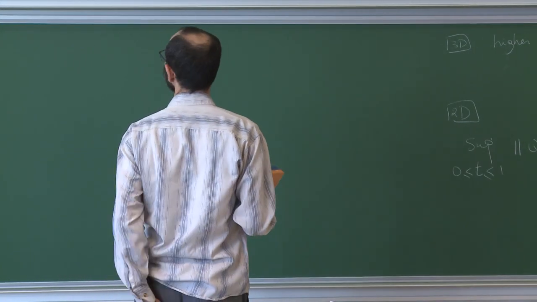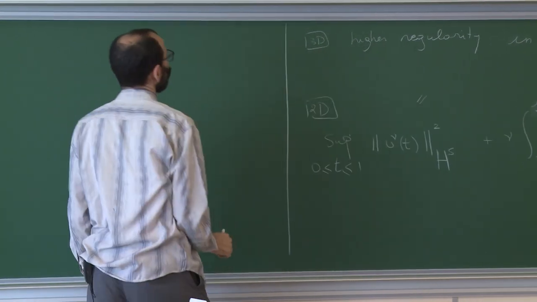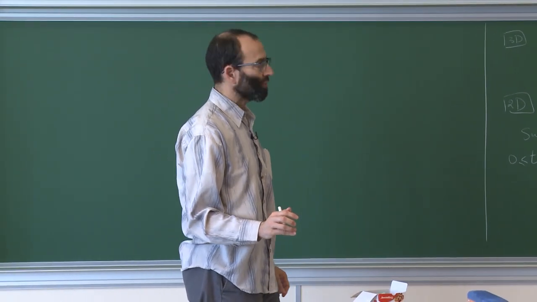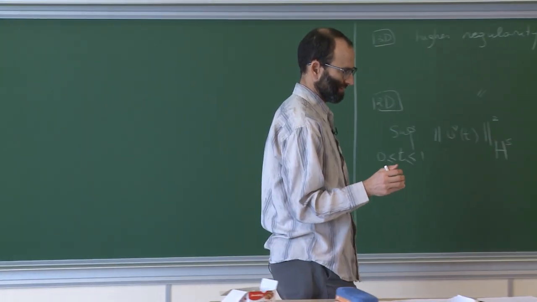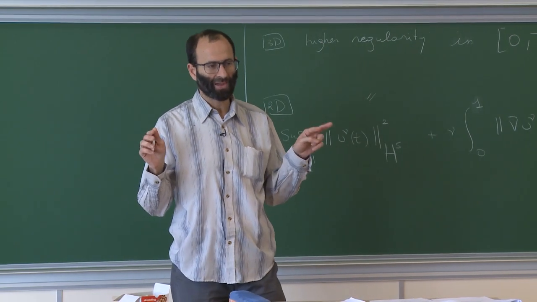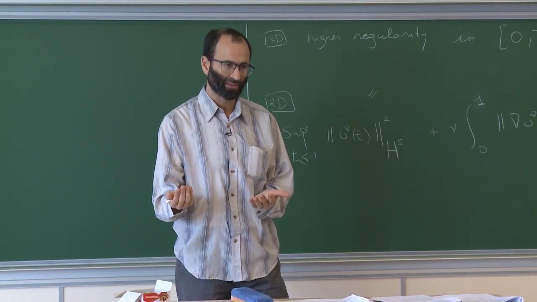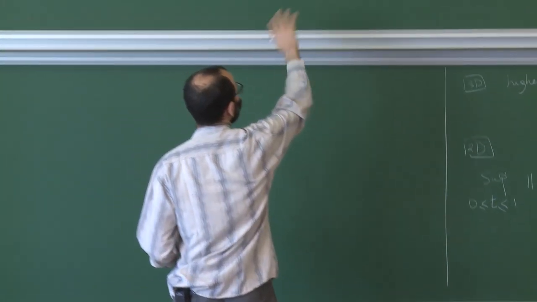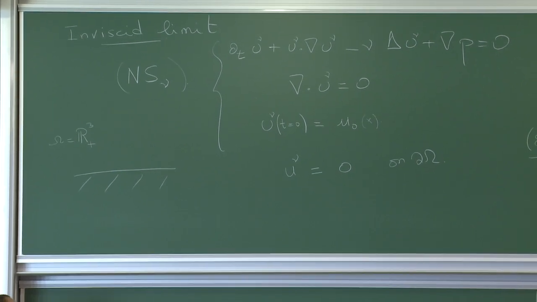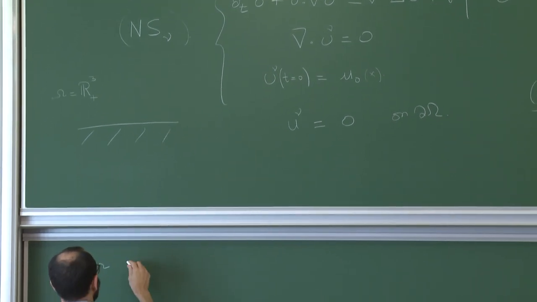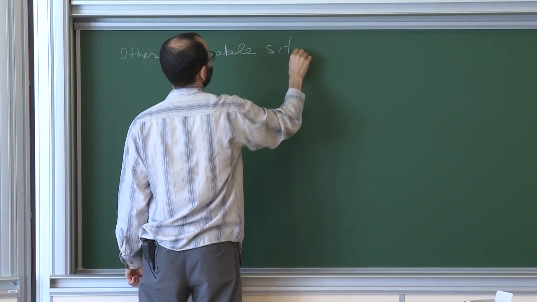Any more questions about this? So basically, before I go to Prandtl, I want to mention a few regularizing effects that will allow you to prove that the limit takes place. So this is open, as I mentioned, but there are other favorable situations.